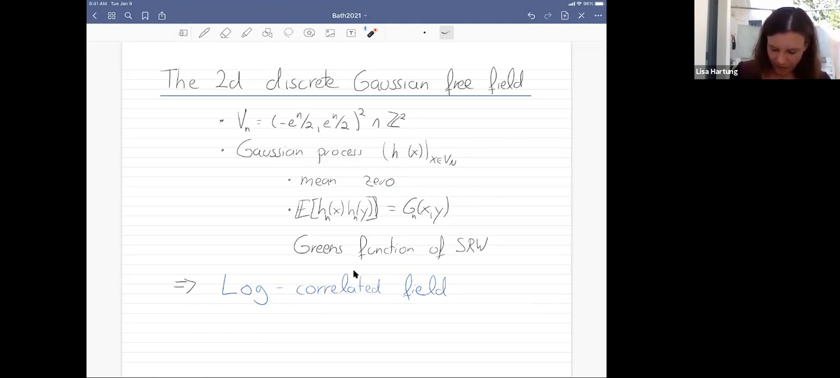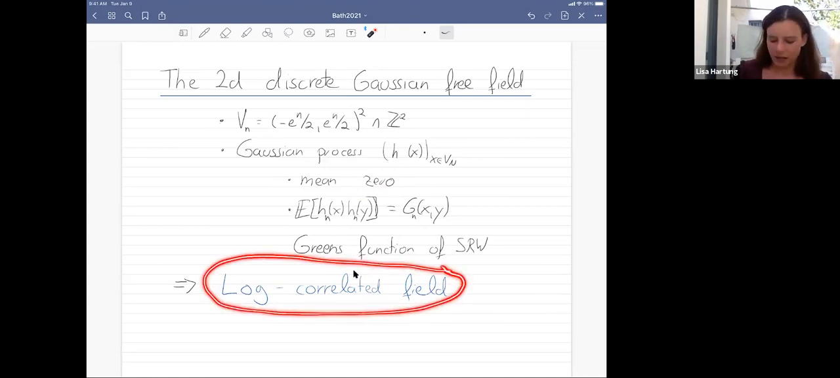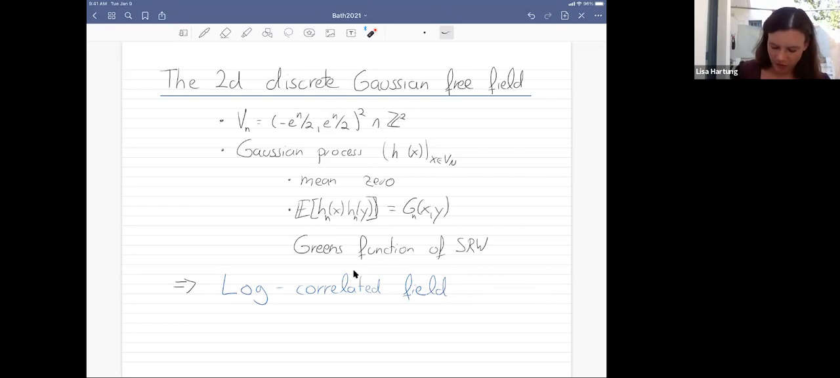This is a well-studied object. What connects it to branching Brownian motion is that this model also falls into the class of log correlated fields. So the correlations in this model decay logarithmically with the distance of the two vertices x and y.